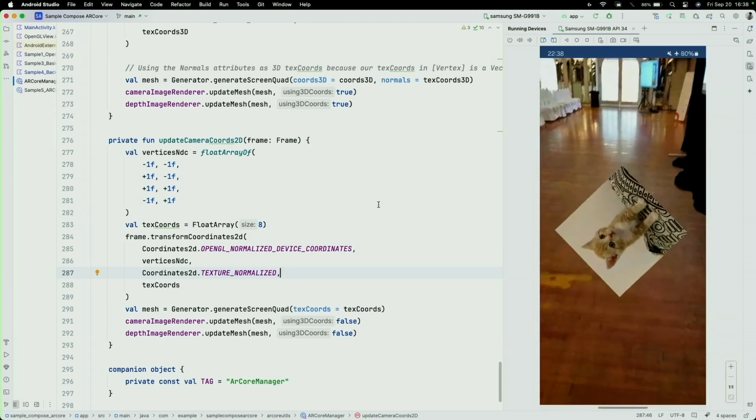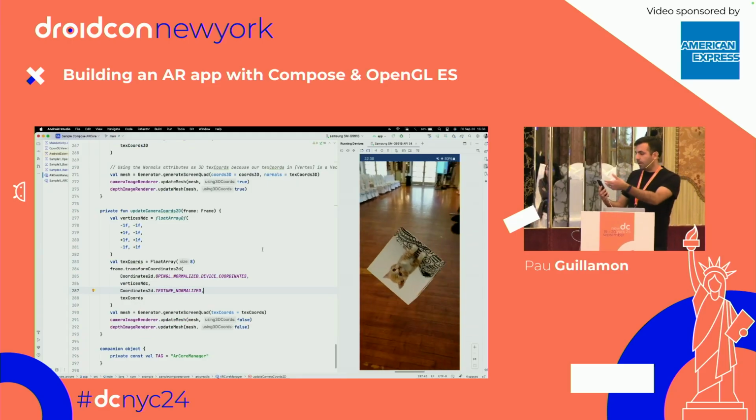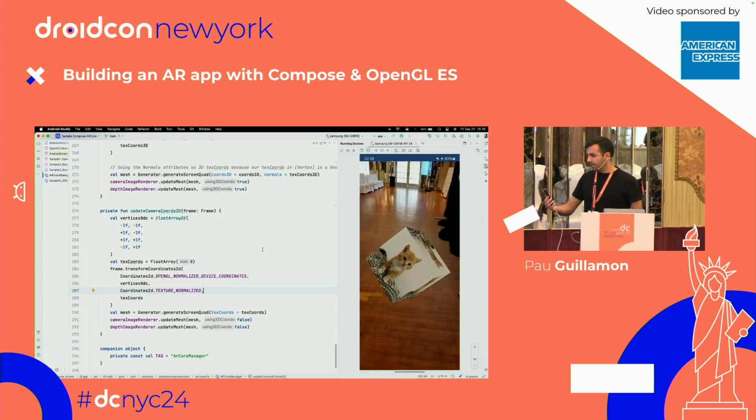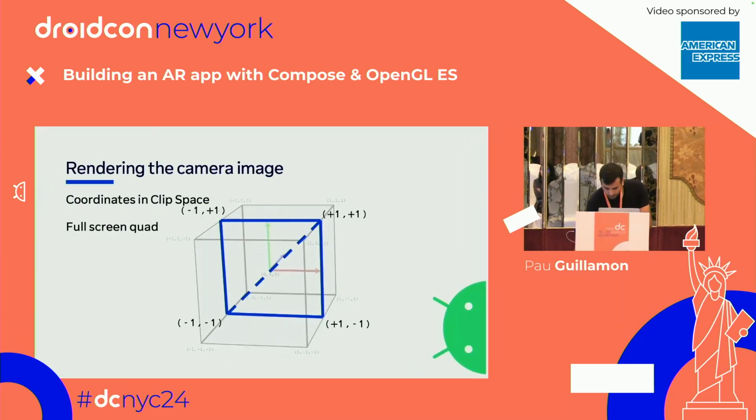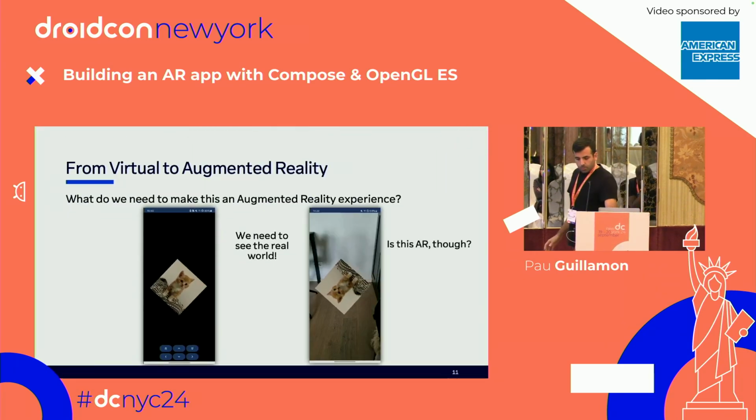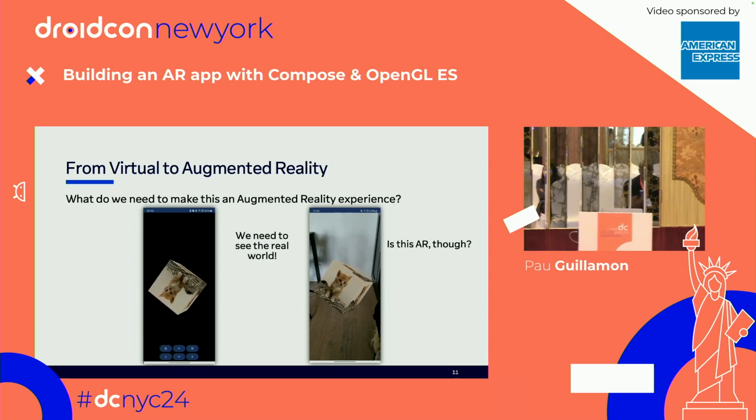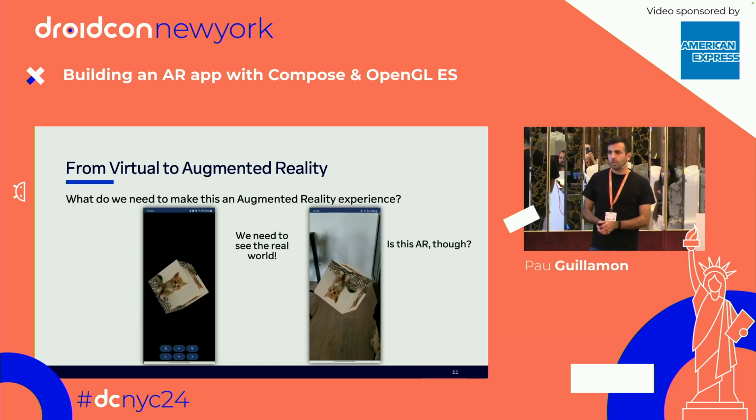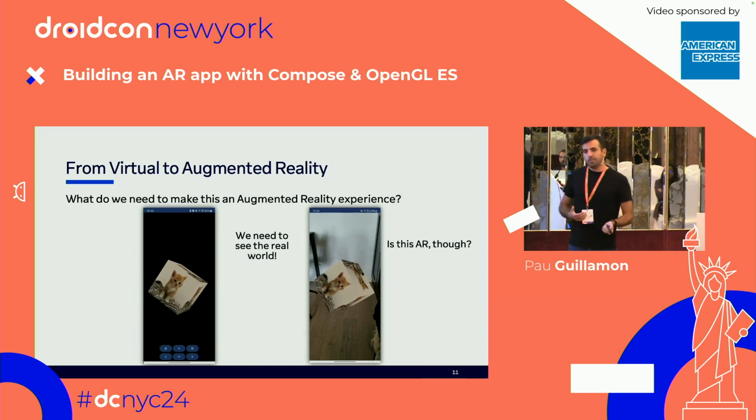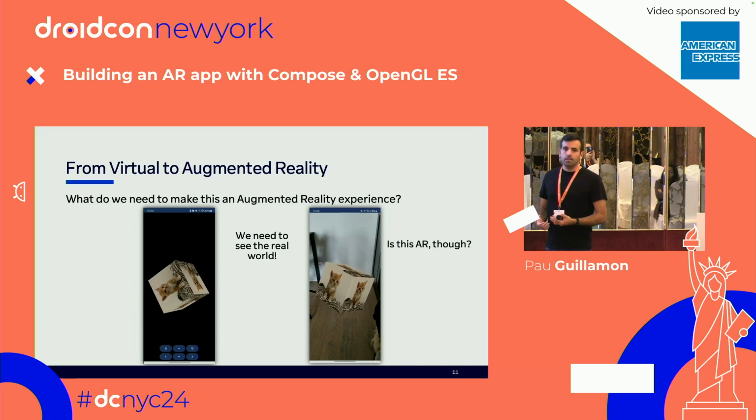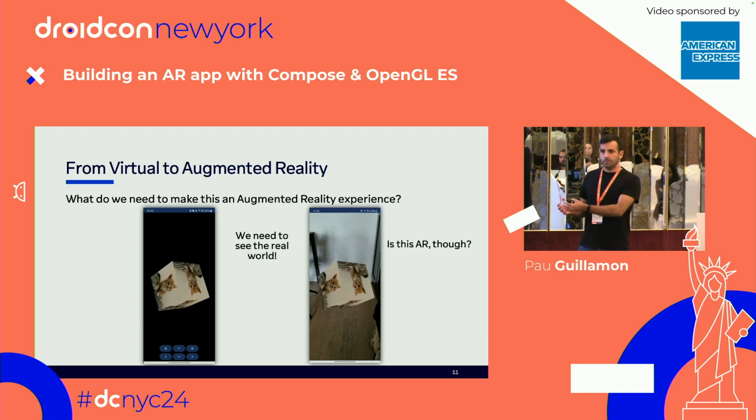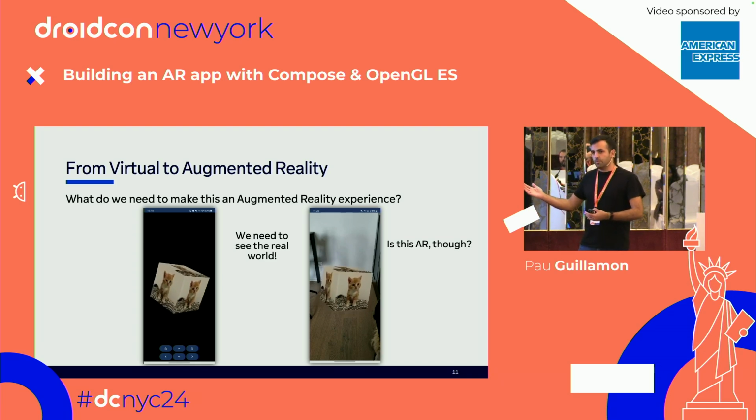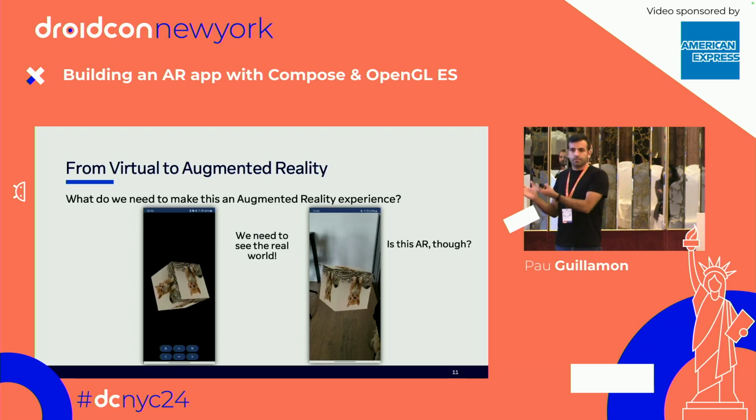And we have now our virtual scene placed on top of the camera image. So now we are getting closer to that augmenting reality. And the question would be, is this AR though? How many of you think this is AR? Okay, one hand. I'm sure many people would argue that this is not AR yet, because we're not augmenting anything, right? We're not using any context from the real world. We just have a background image, which happens to be the camera image, and something on top of it.